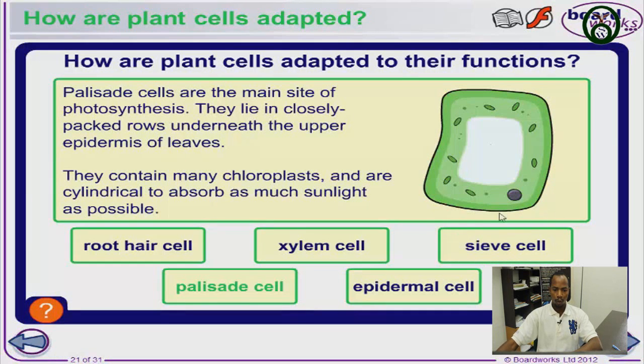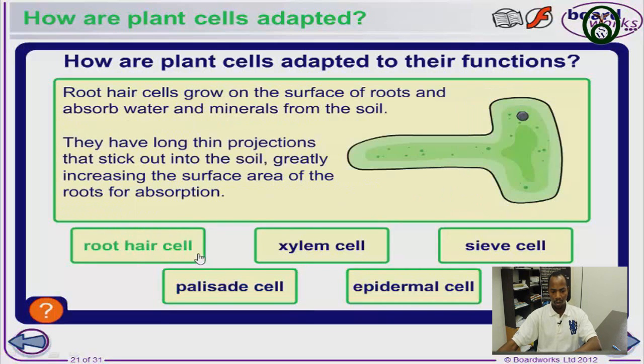Now in the plant cells, we're going to look at some of the specialized cells of the plant. For example, in plants, we have the root hair cells, we have the xylem cells, we have the sieve cells, we have the palisade cells, we have the epidermal cells. Now let's take a look at the first one, which is the root hair cells. The root hair cells grow on the surface of the root and absorb water and minerals from the soil to the body of the plant. That's their job. They specifically grow downwards in the soil and help to absorb water and minerals from the soil to the body of the plant.